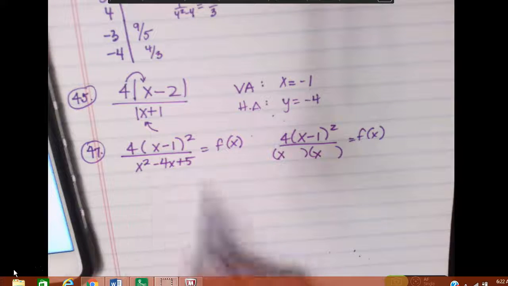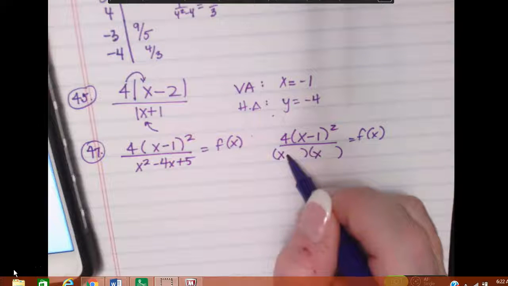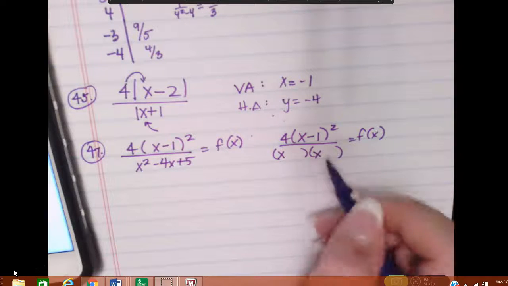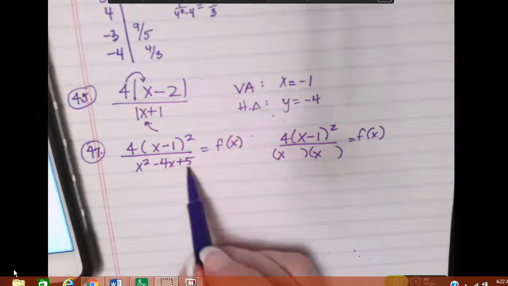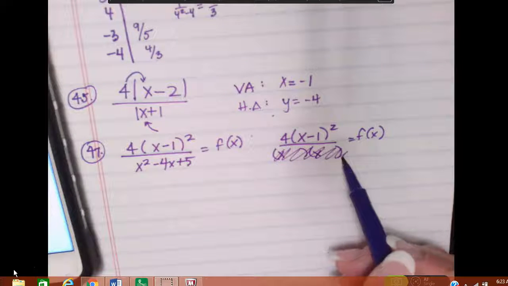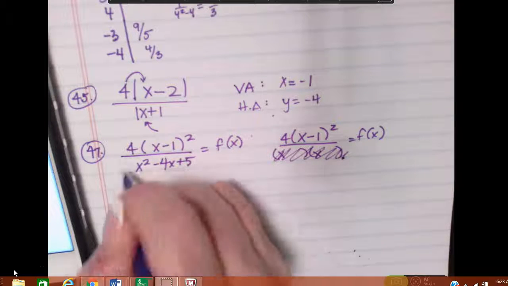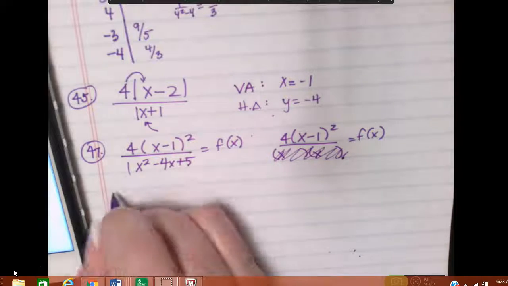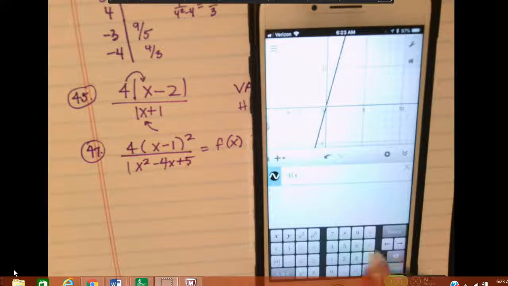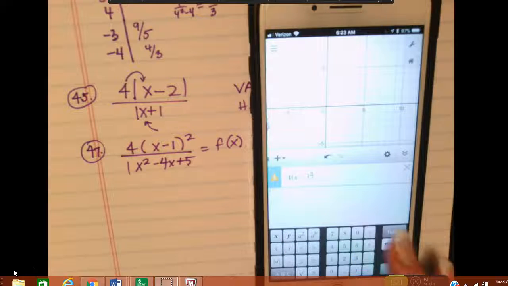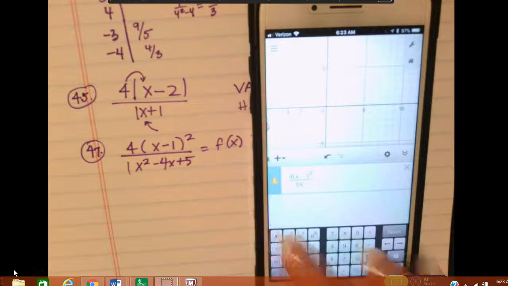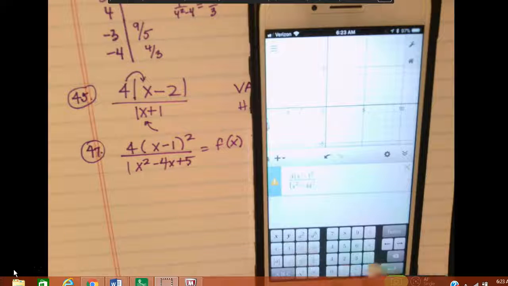I see that I have a quadratic trinomial in the denominator that I want to simplify if I possibly can, but as I'm trying to factor this thing, I see there's no multiples of 5 that will add up to -4. So this is not factorable. So therefore I'm just looking at 4 over 1 to see where my horizontal asymptote is. So I'm going to go ahead and plug that in. 4 times the quantity x minus 1 squared divided by, and then I'm going to put that denominator in parentheses, x squared minus 4x plus 5.